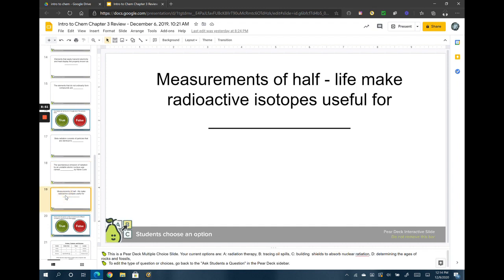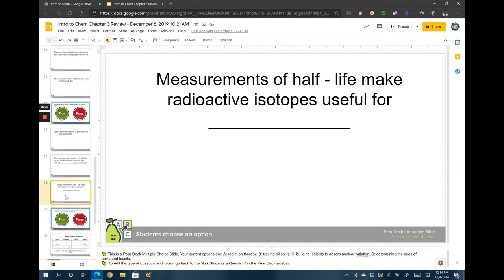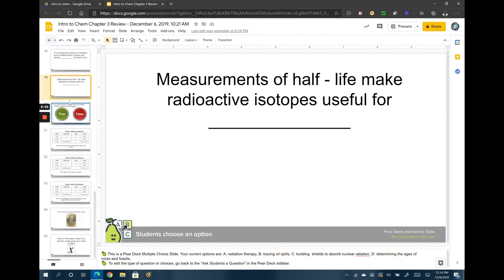Measurements of half-life make radioactive isotopes useful for radiation therapy, tracing oil spills, building shields to absorb nuclear radiation, or determining the ages of rocks and fossils. Measurement of half-life make radioactive isotopes useful for determining the ages of rocks and fossils. It is those half-life numbers that allow us to see how it degrades over time to determine how old rocks and fossils are.